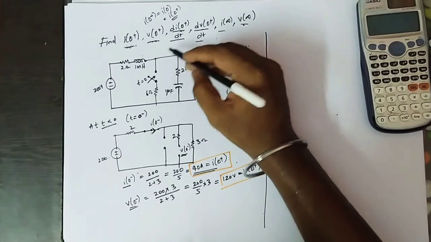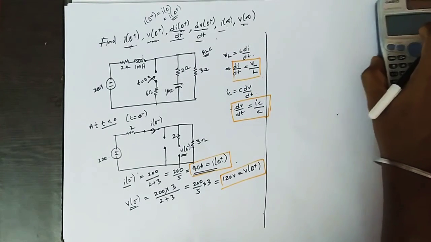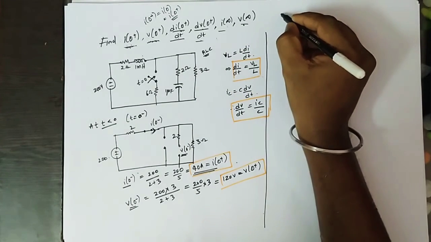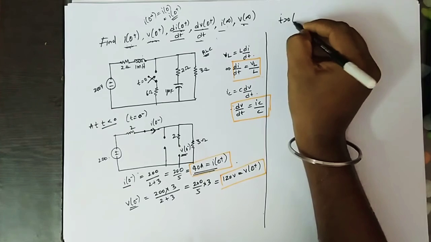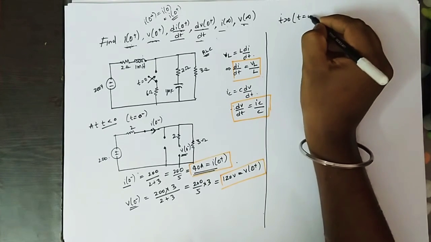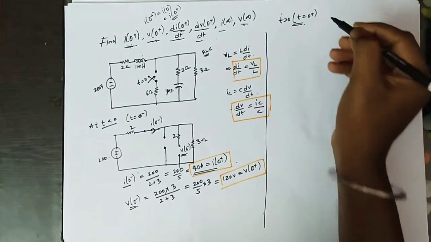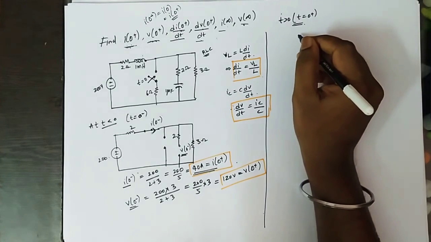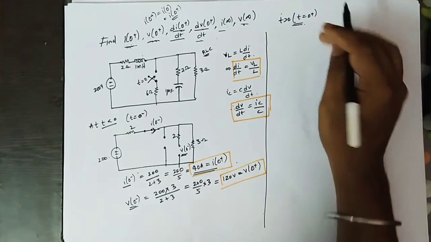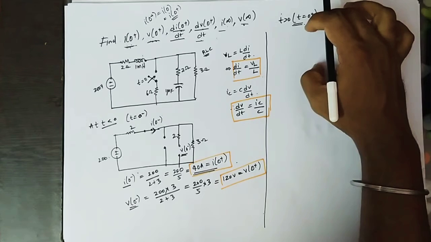You cannot find directly here. So now we'll draw the circuit for t greater than 0, that is, switch is on, t equal to 0 plus. What happens to the circuit? We'll draw that circuit. Drawing this circuit at t equal to 0 plus is the challenge here.